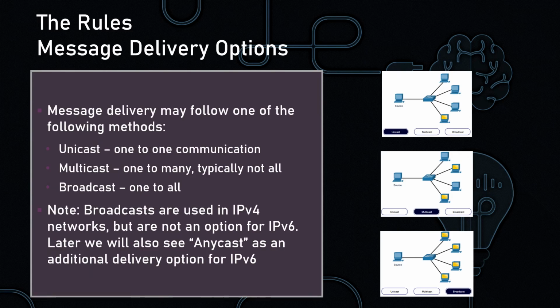So message delivery can follow one of three primary methods: unicast, multicast, and broadcast. Now you'll notice on the right hand side we have three graphics. Unicast says we're going from a source to a single host. Multicast says we're going from one to many hosts, but not all of them typically. And then broadcast is we're connecting to everyone. Now broadcasts are used in IPv4, but they're not used in IPv6, and we'll talk about why later on.